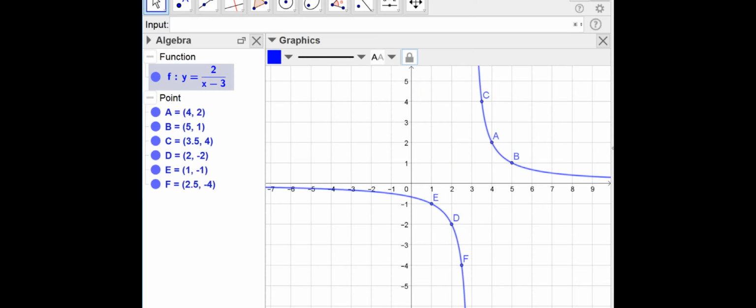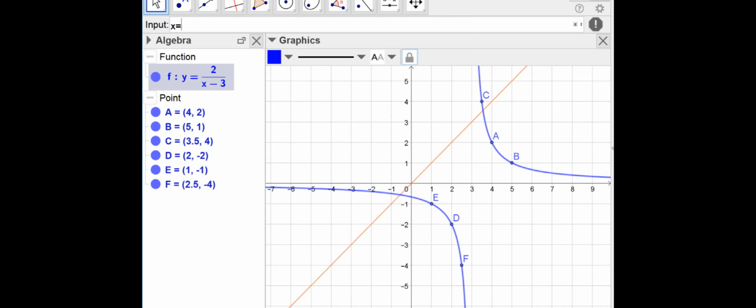Okay. Now, like I said, what we're going to start discussing here in a moment is maybe a more complete process for graphing these. Okay. What can I not divide by here?